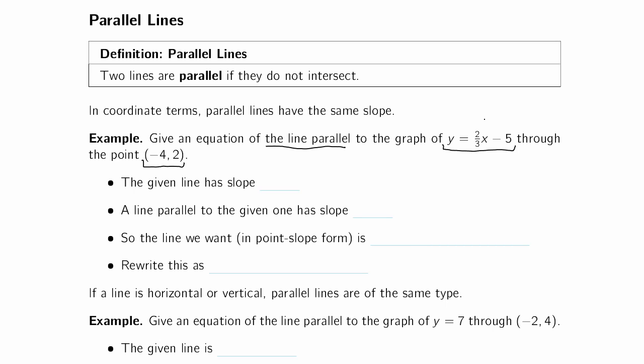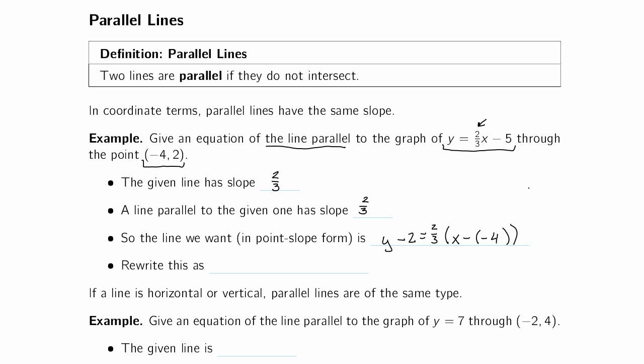The line was given to us in slope-intercept form, so we can look at this and see the slope. It's 2/3. A line parallel to that has the same slope, 2/3. And so we can write directly in point-slope form. y minus the given y equals 2/3 times x minus the given x. And that's all. That's all we need to do.